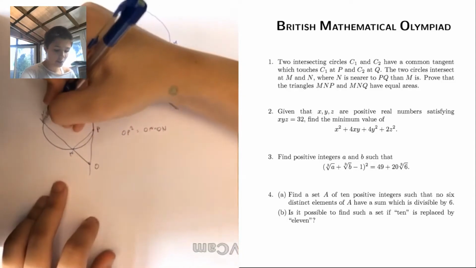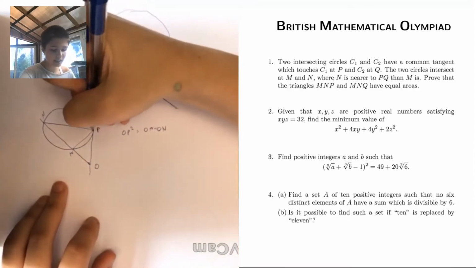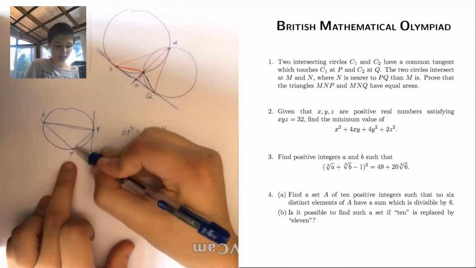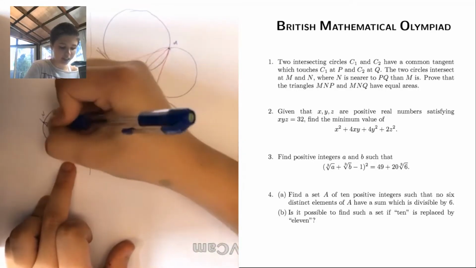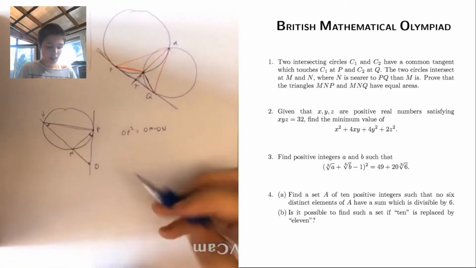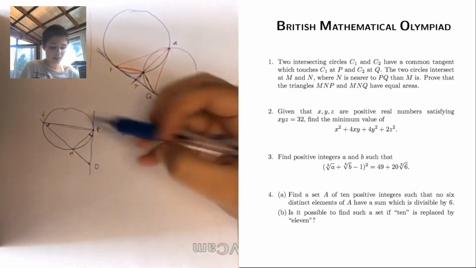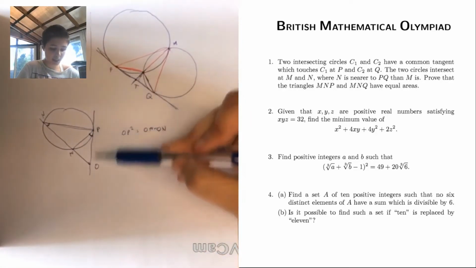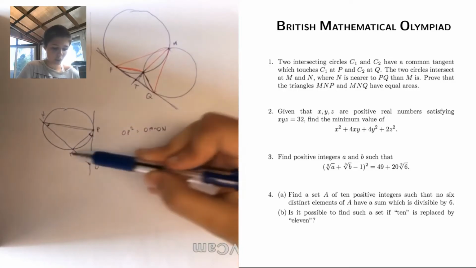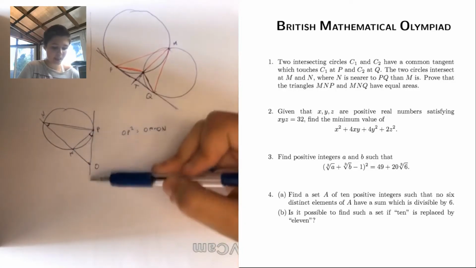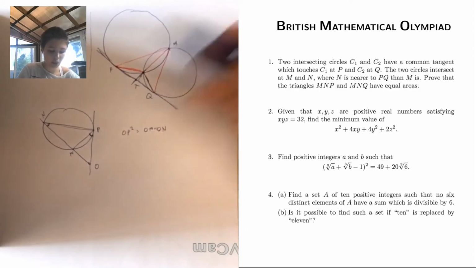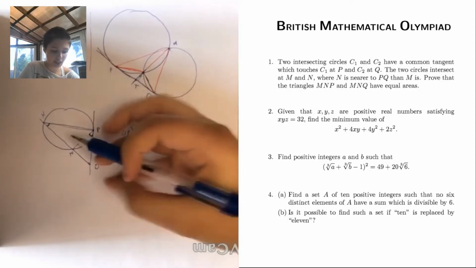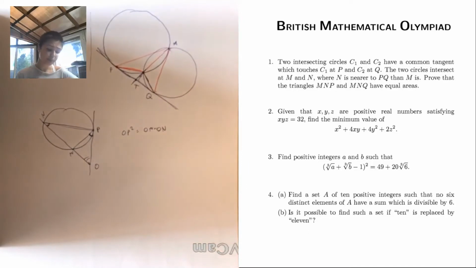It goes like this. We have these two triangles. Now this is a tangent, so this angle is going to be equal to this angle, and so the two triangles are similar. The triangles NPO and PMO are going to be similar because they have two angles which are the same, this angle and this angle, and obviously the angle at O.